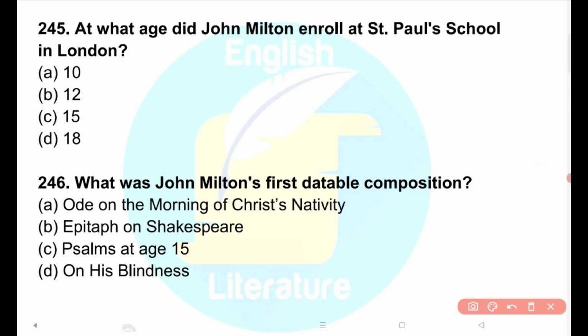At what age did John Milton enroll at St. Paul's School in London? Option B, 12. John Milton enrolled at St. Paul's School at the age of 12. Here he studied Latin, Greek, Hebrew, and classical literature, which heavily influenced his poetry.